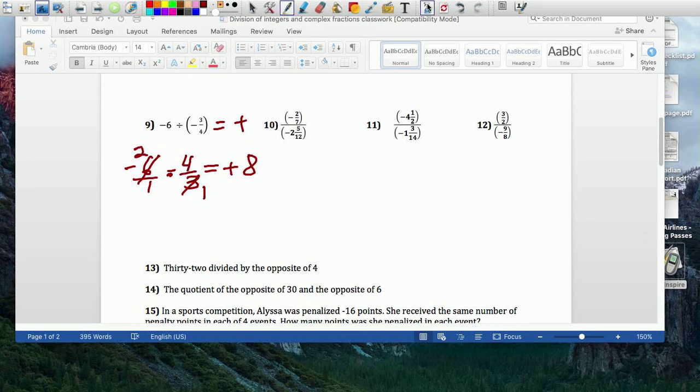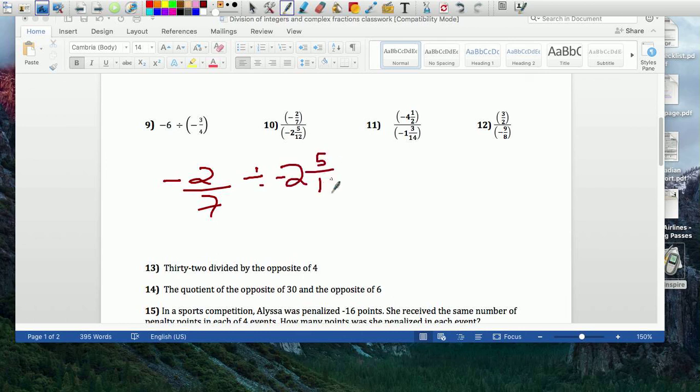Now, this is called a complex fraction. A complex fraction is when you have a fraction in the numerator and a fraction in the denominator. So, not a big deal. Let's just write it out like this. Negative 2 over 7, divided by negative 2 and 5 over 12. Right? So again, it's just another way of writing it this way. So I know it's a negative on top and negative on the bottom, so negative divided by negative, so my answer is going to be positive. All right, so let's prepare this for our division.